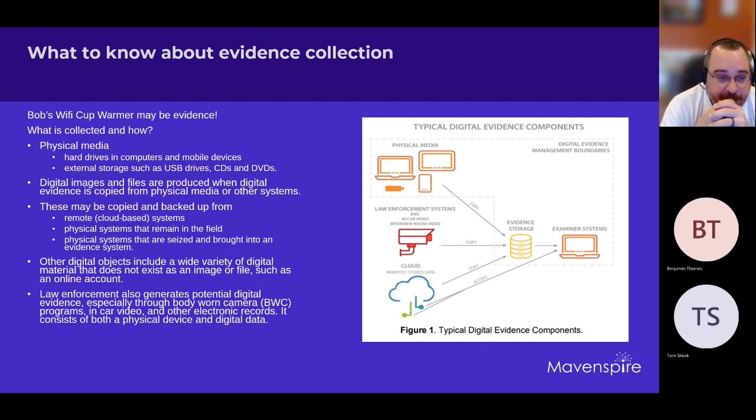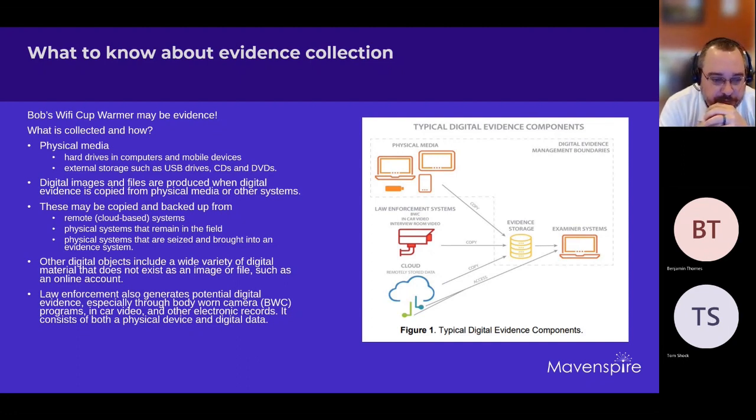Digital images and files are produced when digital evidence is copied from the physical media or other systems. These can be copied and backed up. You think about, what is my total environment? It's the physical infrastructure on premises, but it could also be cloud-based systems. So if you've got virtual servers sitting up in Azure or any other, Google Cloud, AWS, wherever, right? Those are a part of the environment. That's also a part of the evidence collection. So it doesn't matter if it's on-prem or in the cloud. It's a part of your corporate IT infrastructure, and it's impacted. And so you've got to be thinking about how to collect evidence from all parts of the environment.